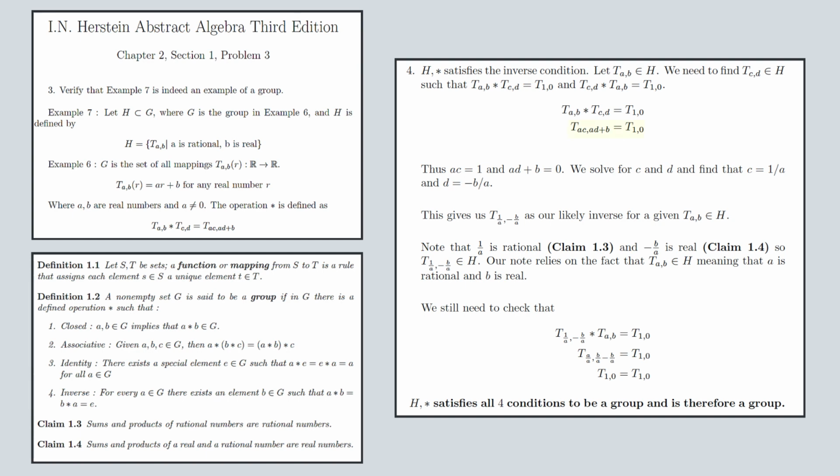So here we do that, and we see that in order for our equation to hold, ac has to equal 1, and ad plus b has to equal 0. Then we can just solve for c and d, and we get c equals 1 over a and d equals negative b over a. Now, we're not done. We need to make sure that this element is a member of H. It is very possible that the inverse you solve for would not be an element of the subset that we're working in. So we need to make sure that 1 over a is rational and negative b over a is real. And then finally, we need to make sure that if we multiply in the other direction, we also get back to the identity, which we do.